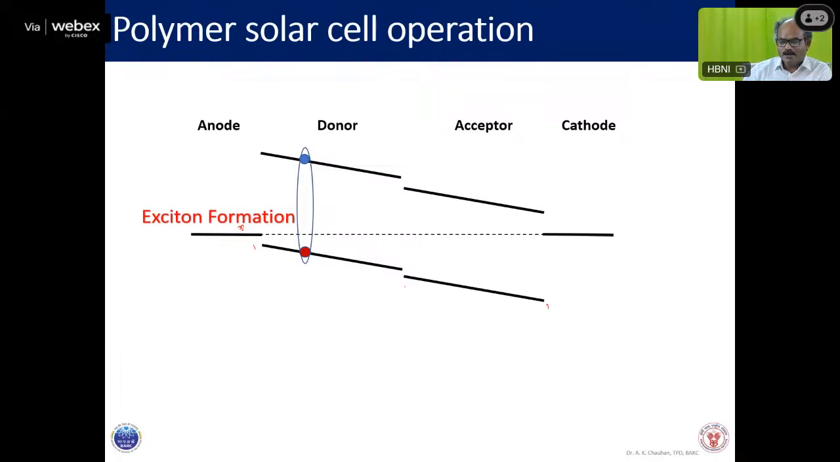Here now they are bound together, and when they are bound together, there is another problem. Now they are charge neutral. So if they are charge neutral, even if some built-in potential is there because of the difference of work function between anode and cathode, because it is charge neutral, it will not have any effect of the potential. So why will it not have any effect of potential?